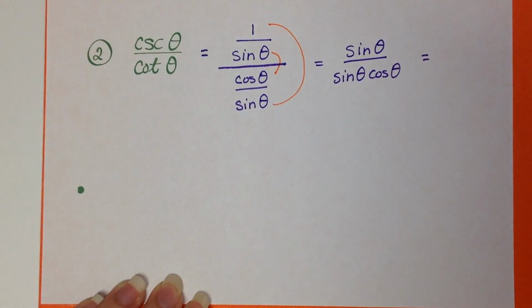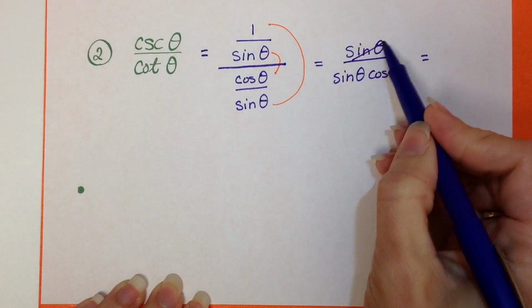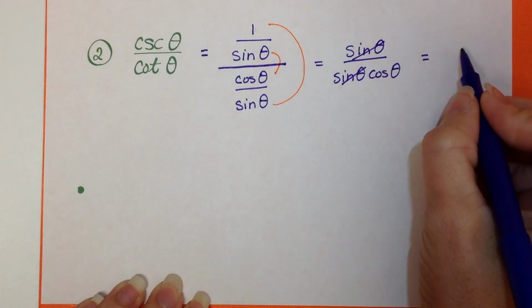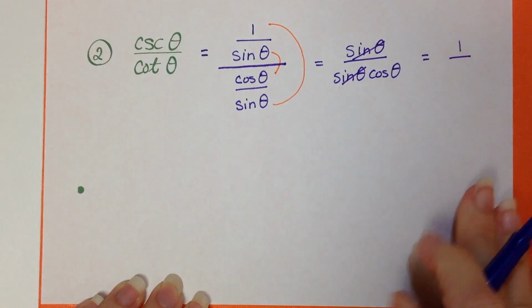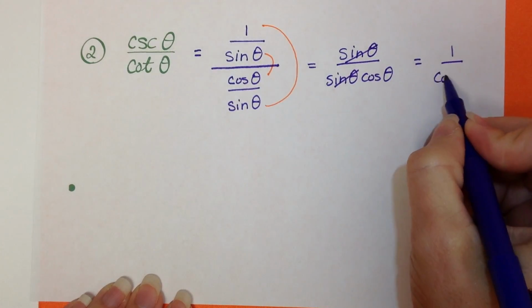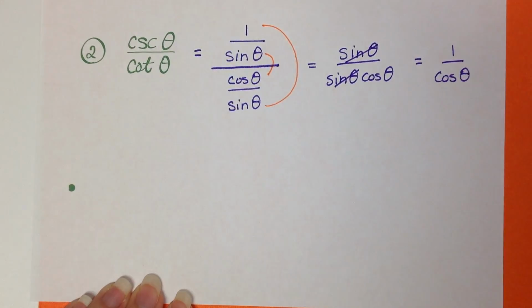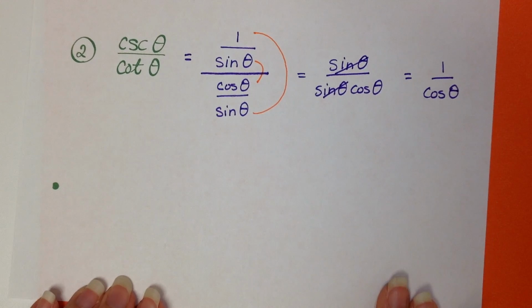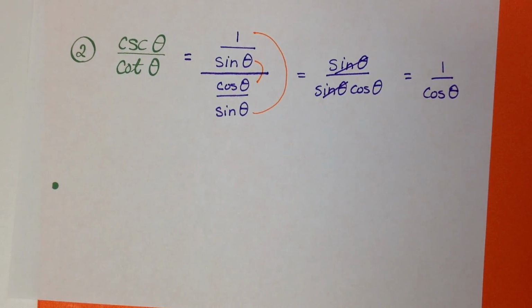Alright, now there's some simplifying that you can do here because your sines will cancel out. And you have 1 divided by cosine. And that would be your final answer. Now, 1 divided by cosine theta is equal to secant theta. That's the reciprocal identity, but you're not going to want to do that because your instructions specifically said sines and cosines.